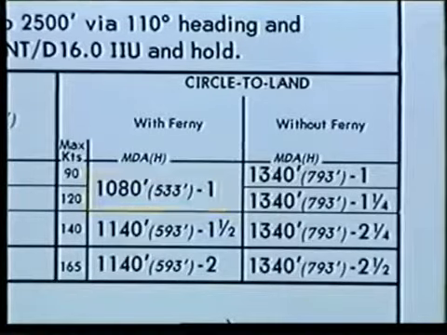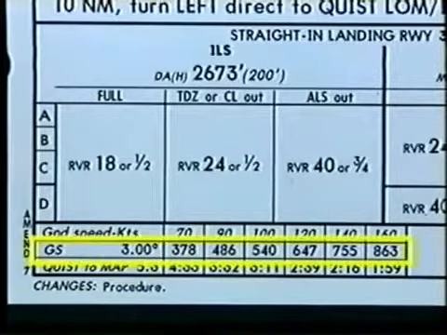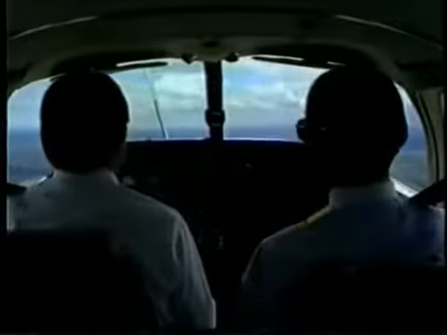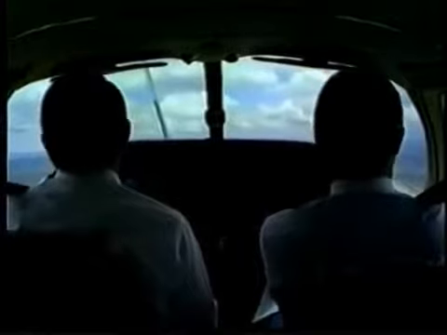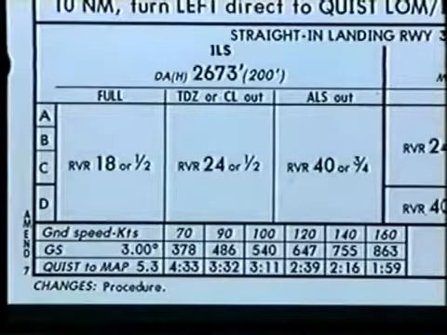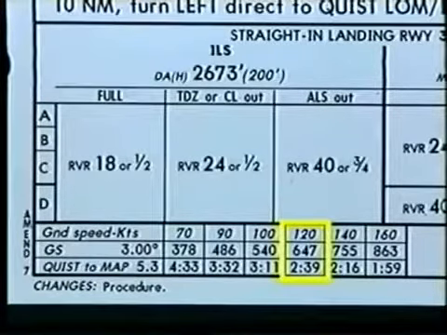Below the minimums box is a conversion table. For a precision approach, the middle row relates the aircraft's ground speed to the rate of descent necessary to maintain the glide slope. You can use this information to help determine the presence of a headwind or tailwind. For example, the table shows that at a ground speed of 120 knots, you must maintain a descent rate of approximately 647 feet per minute to stay on the glide slope.